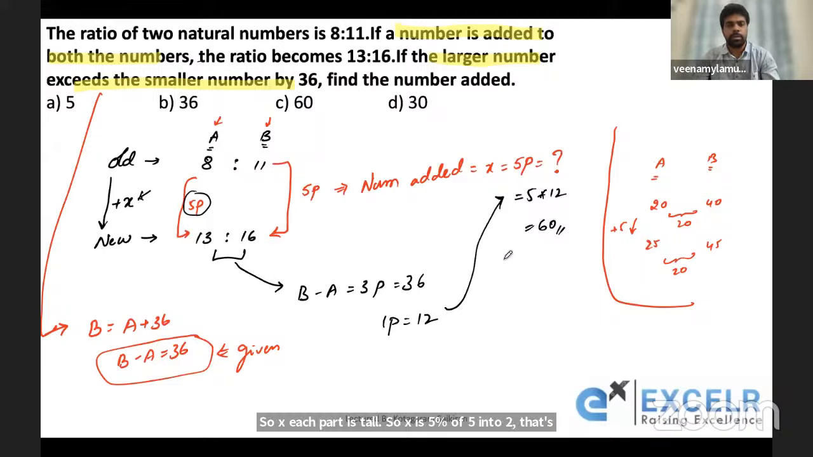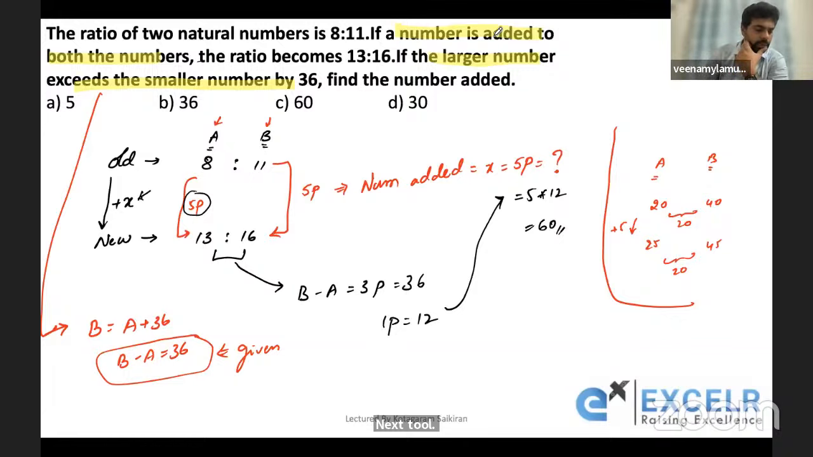Okay. How is B minus A 2? Where is 2? B minus A is 3 parts, no. Next one. Pranjali wants a repeat, sir, of the 3 parts.